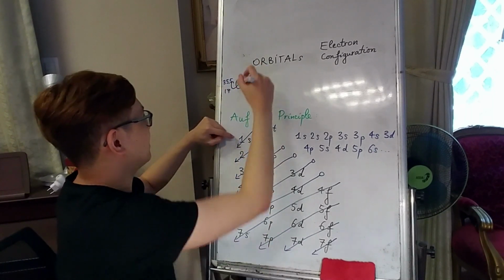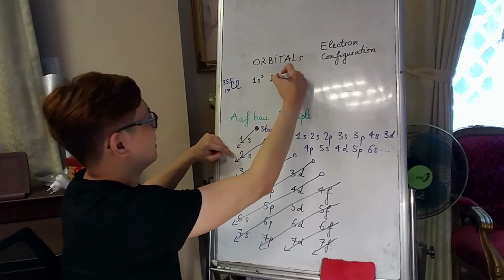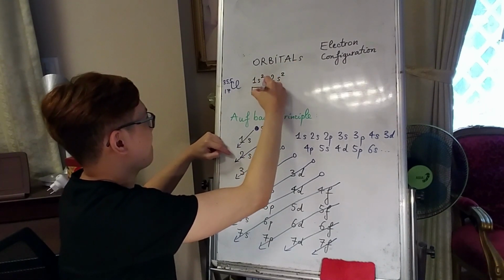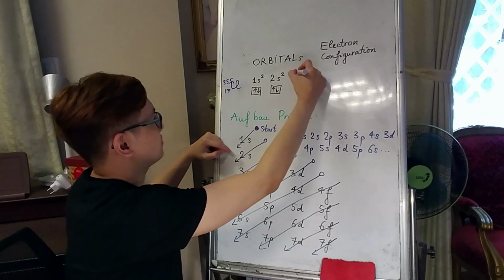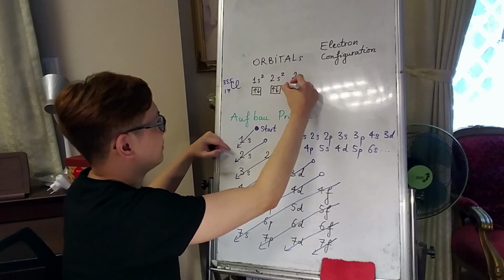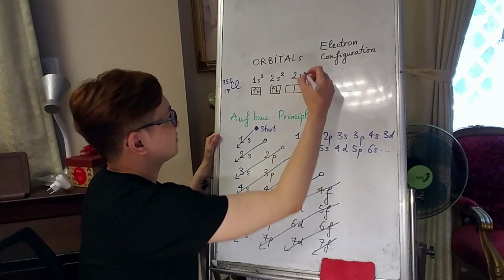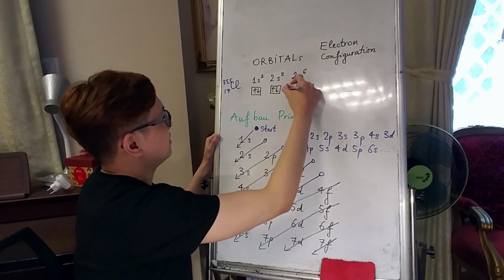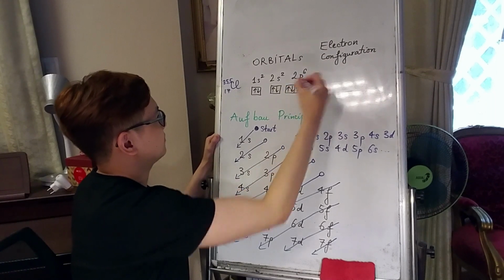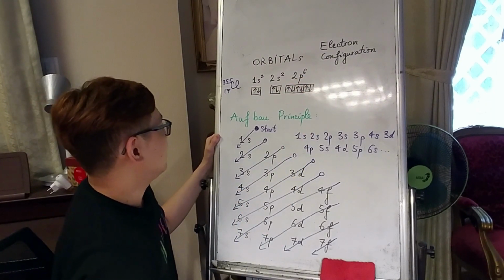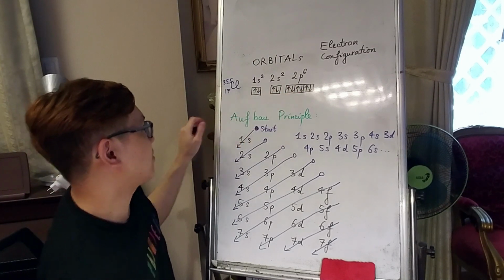So we start with 1s2, 2s2. So that's 2 and 4. For p, you have 3 squares, and it's gonna be 6. Up, up, up, down, down, down. That's the rule for why I have to put up, up, up first and then down, down, down. It's called Hund's Rule.